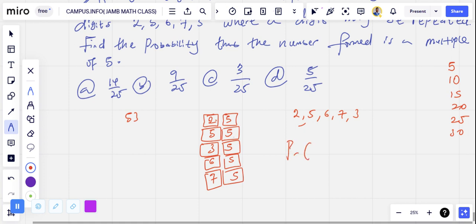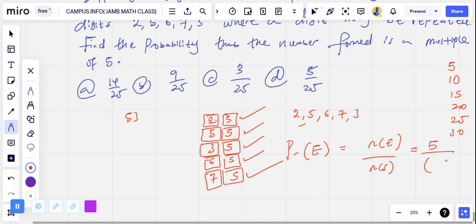What's the definition of probability? Probability of an event is always equal to the number of events over the number of the sample space. The event I'm looking for is a multiple of 5. So the probability of having a multiple of 5 will be equal to the number of multiples of 5 I have. How many are they? 1, 2, 3, 4, 5. That's 5 over the sample space. Even though you don't know the sample space yet, this is the correct numerator. You might still be wondering if I'm sure of what I'm saying. Okay, show us the down part too, so we can trust that option D is correct.